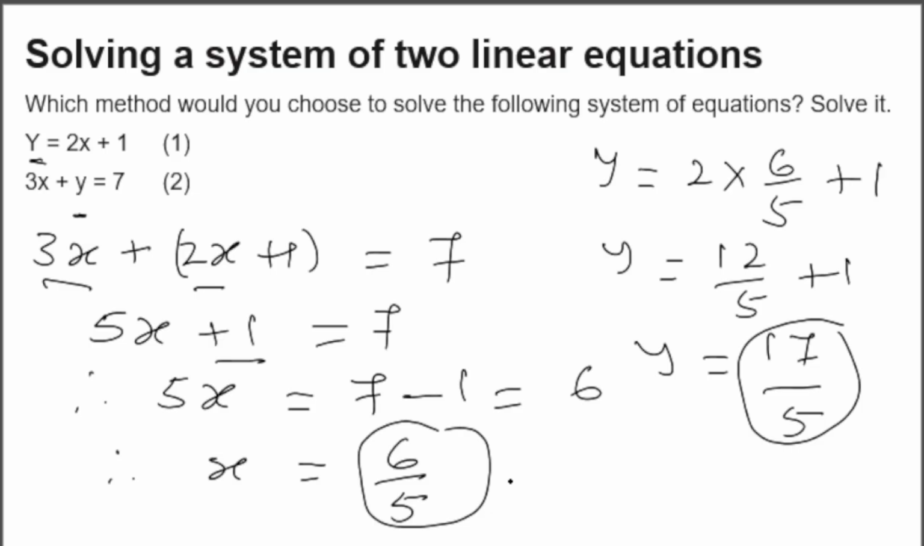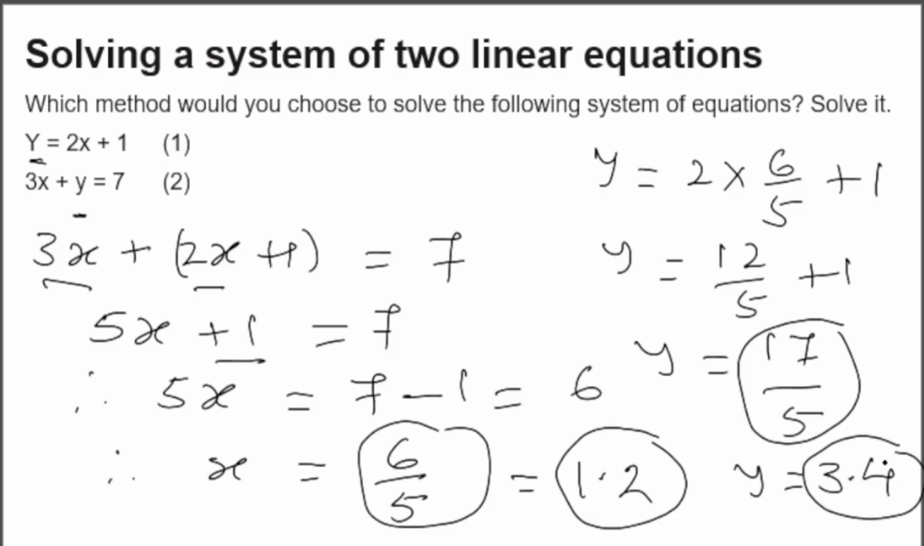And if you want to change it in decimal, it can be written as 1.2 and y is equal to, 5 3s are 15 and 5 4s are 20, so 3.4. So this is the value of x in decimal system and this is in fractions. And same way, this is the value of y in fraction and this is in decimal system.